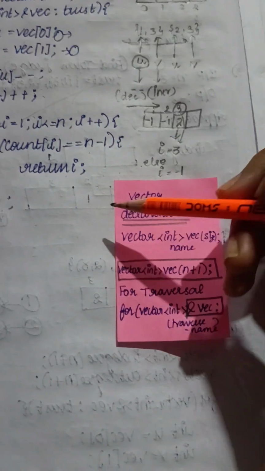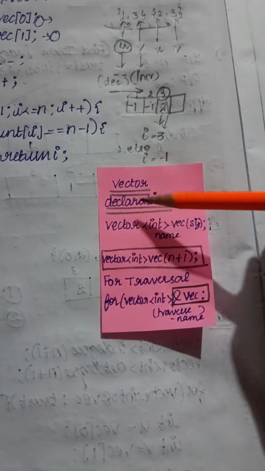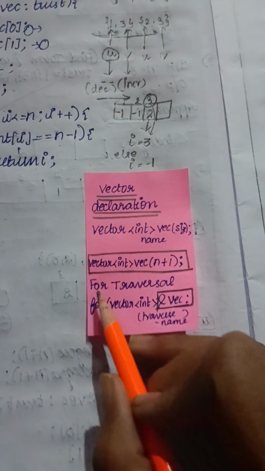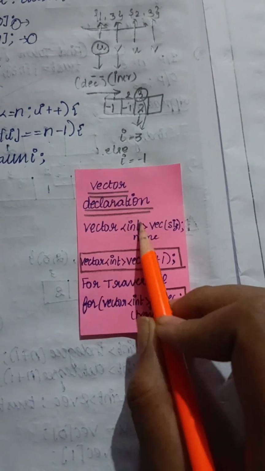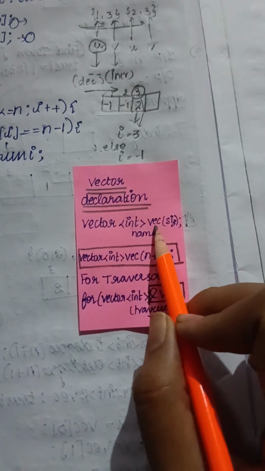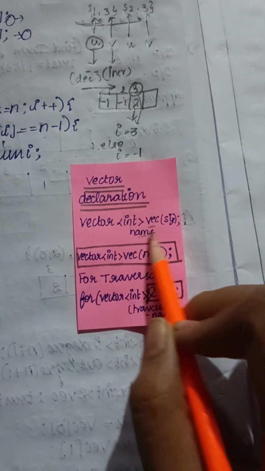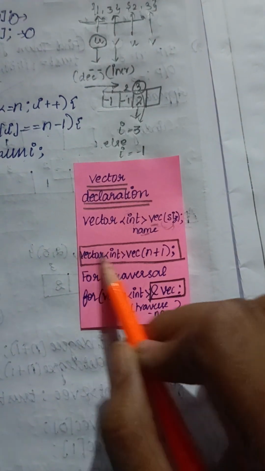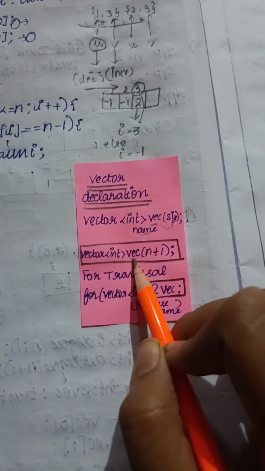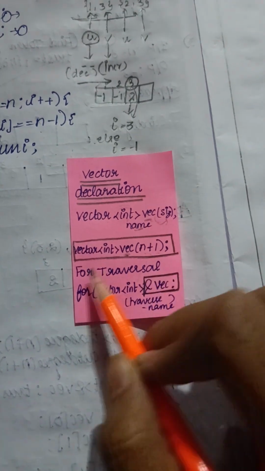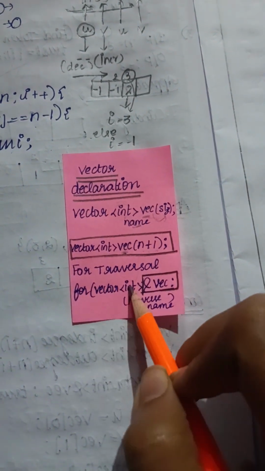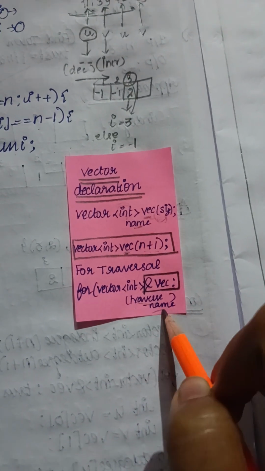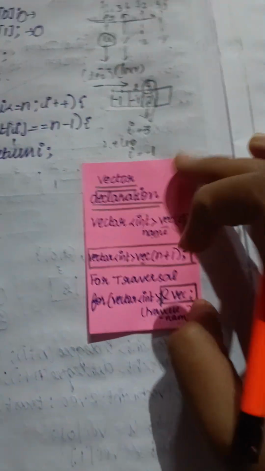Two new things which I found helpful was the vector declaration. For declaring a vector, we use the keyword vector followed by the type of the vector, then the vector name, and then the size of the vector. In this case we are using vector int vec, the name of the vector, and the size is n plus 1. For traversing we use for vector int ampersand and the traversal name, which in this case is trust. So this is the new concept which you have learned.